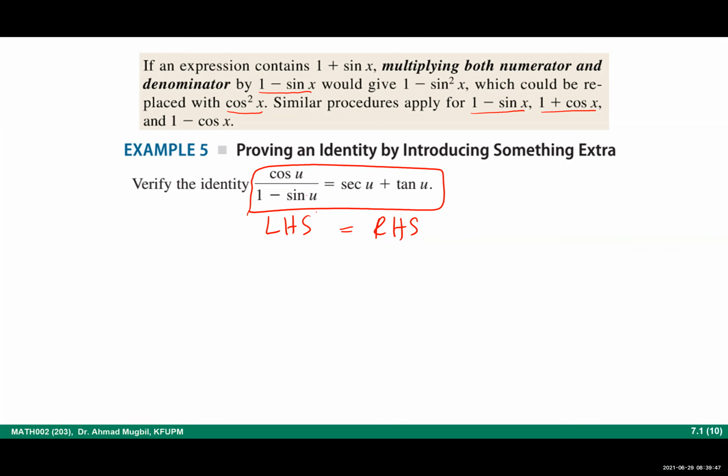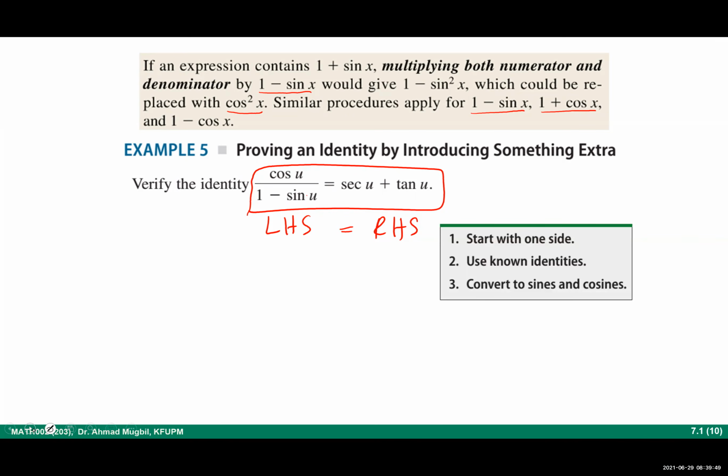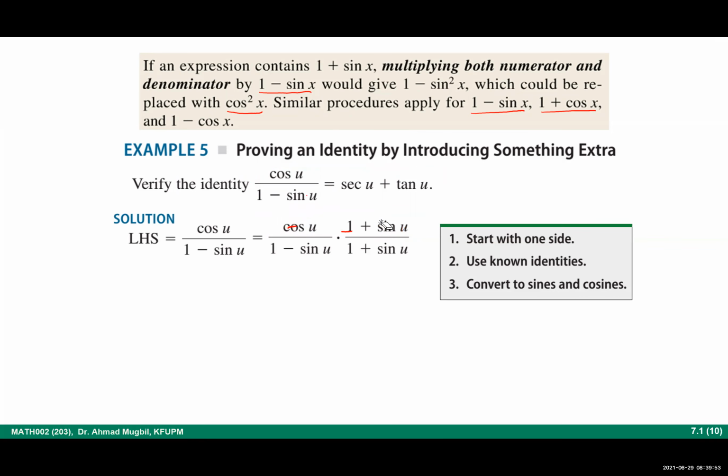But let me show you. Let's see what he did, and we can do both. So he started with the left. No problem. So what we can do for the left, ya shabab? We will apply what is mentioned here. So for the left, you have 1 minus sine. So what you will do, you will multiply by the conjugate. If you remember the idea of the conjugate, as we said, if you have 1 plus sine, multiply by 1 minus sine. If you have 1 minus sine, multiply by 1 plus sine.